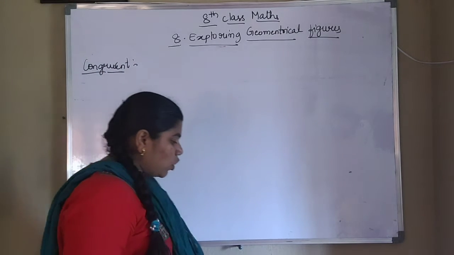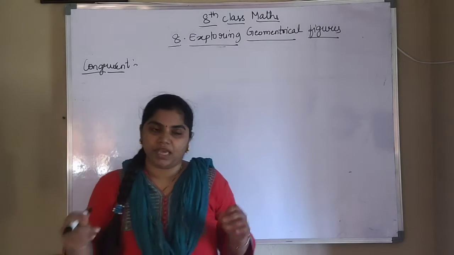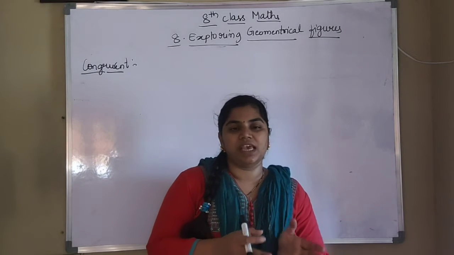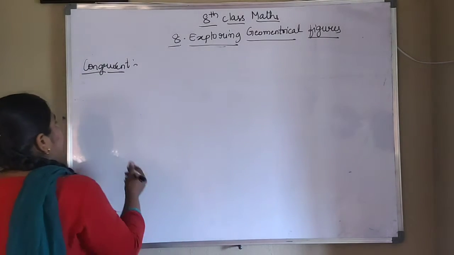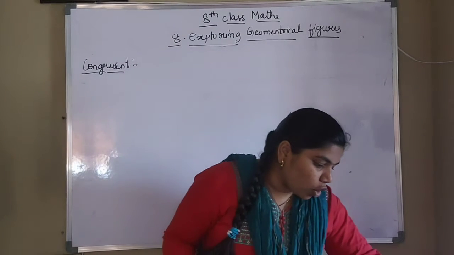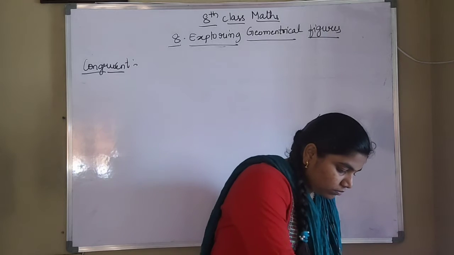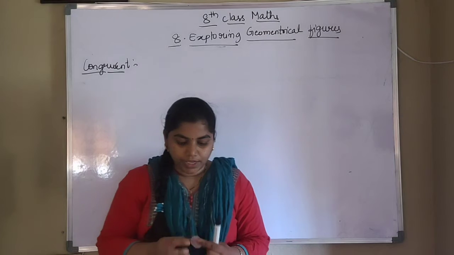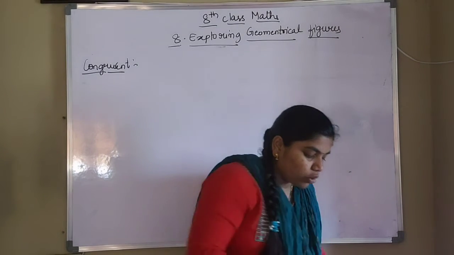So what do you mean by congruent? Congruent is nothing but any geometrical figure having the same shape and same size. If you take any two figures, I am taking coins here. See here, I am taking 2 rupees coins.